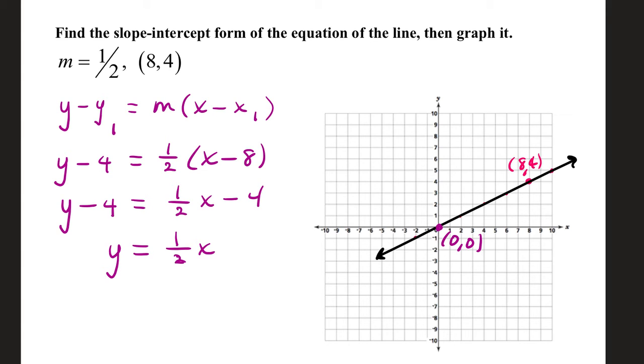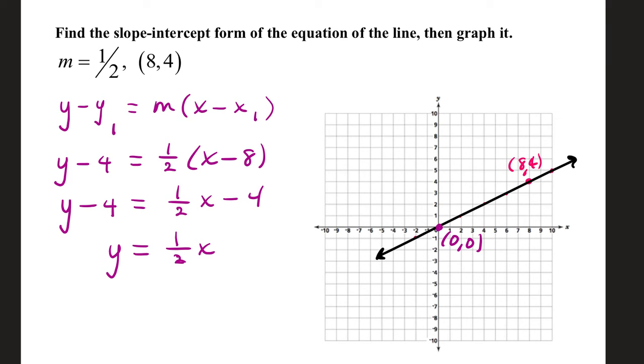Find the slope-intercept form of the equation of the line that has a slope of 1/2 and goes through the point (8, 4). This point is not on the y-axis. That's over here in quadrant 1. y minus 4 equals 1/2 times (x minus 8). Multiplying by half, we get 1/2 x minus 4.